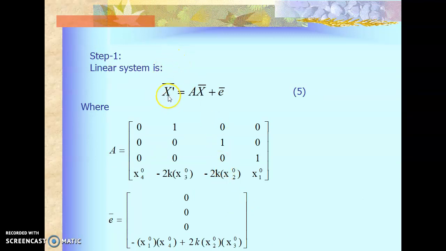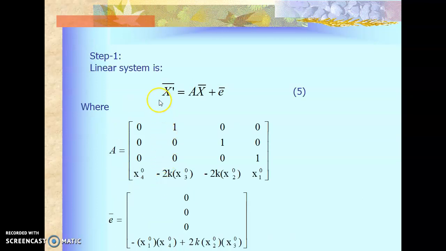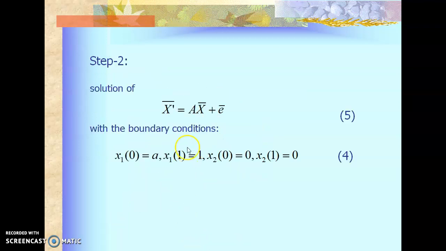Now using the Taylor series expansions of these four equations, if you represent that in matrix form, this is the corresponding linear system where the coefficient matrix is given by this, the nonlinear terms are given, and the force vector is given by this. Now our job is to solve this linear system together with these boundary conditions.